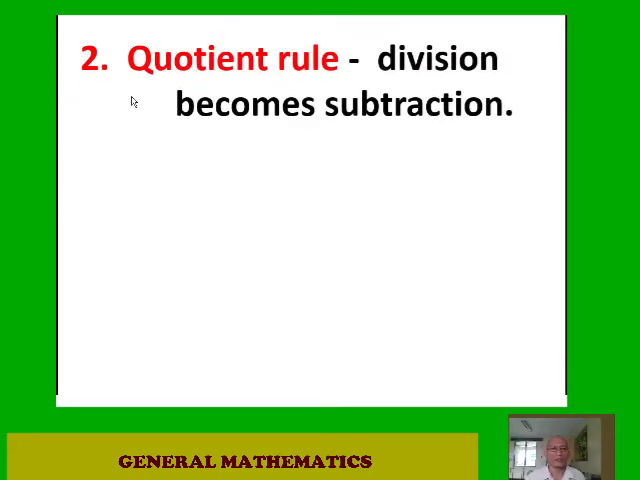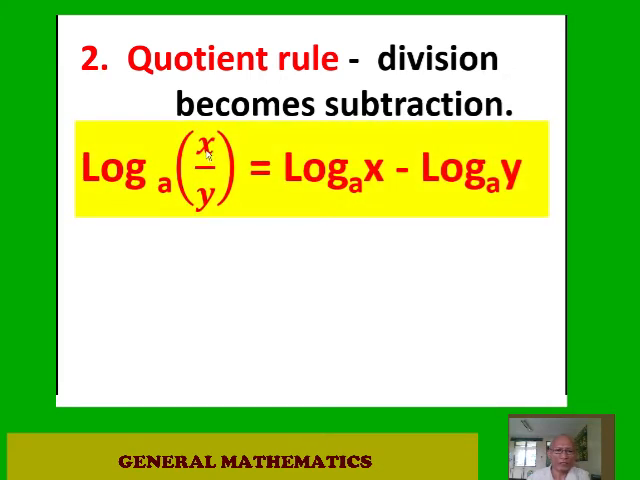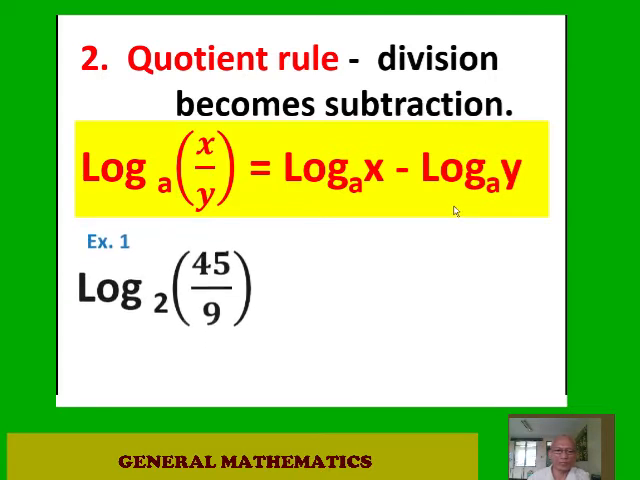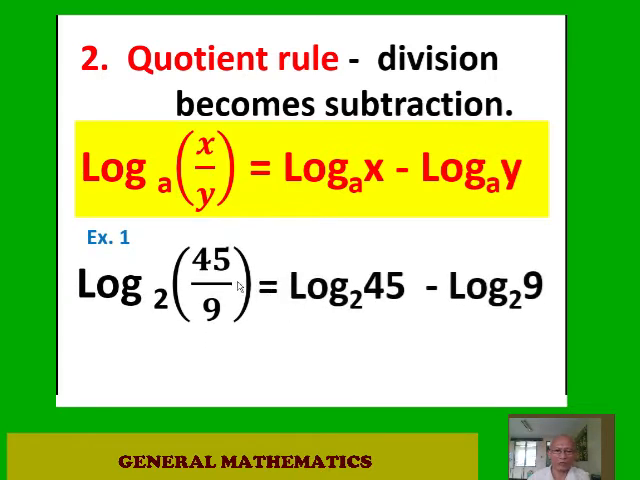Second law of logarithm is the quotient rule. Division becomes subtraction. For example, log of x over y base a becomes log x base a minus log y base a. For example, log of 45 over 9 base 2 is equal to log 45 base 2 minus log 9 base 2.